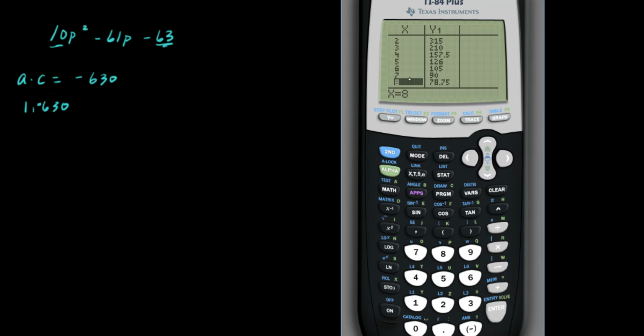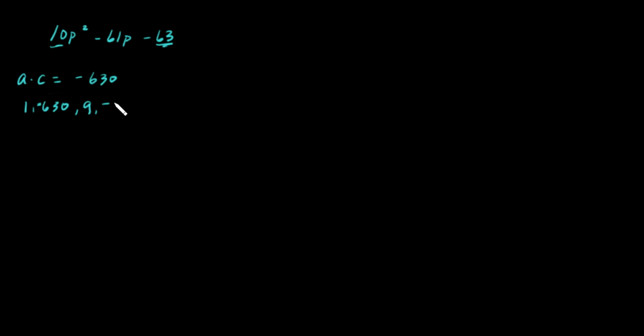90 and 7, that's a negative 83. We have a 70 and a 9. Well, that one works. 9 and 70, so a 9 and negative 70. Doesn't that work? That's a negative 61. I found it.